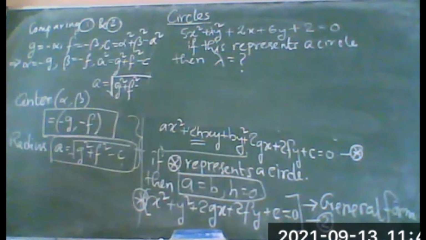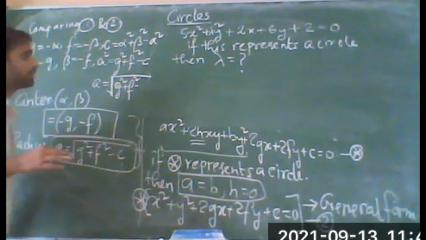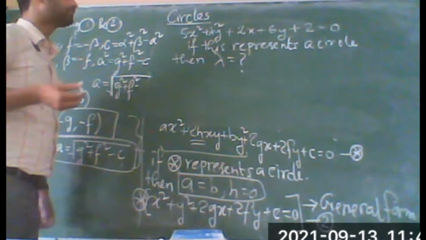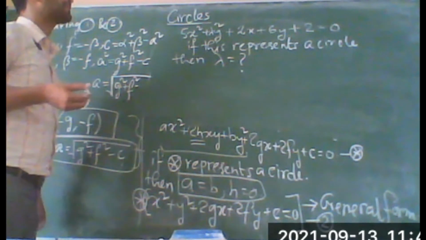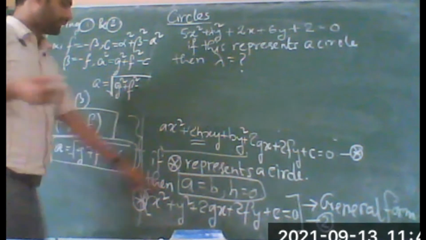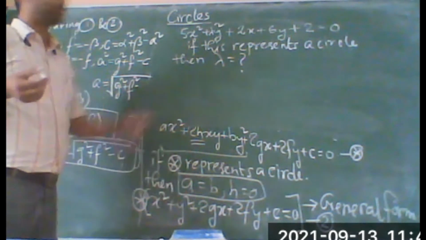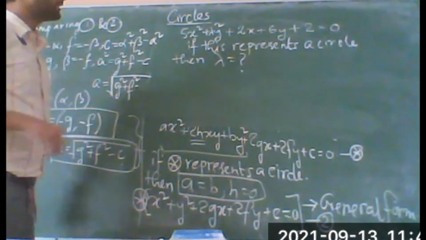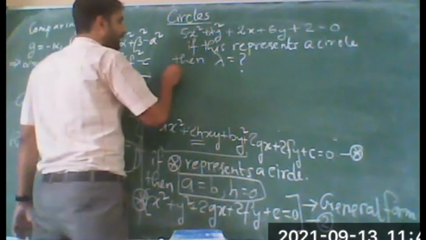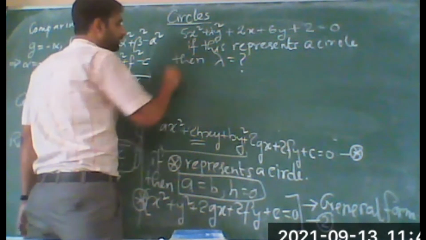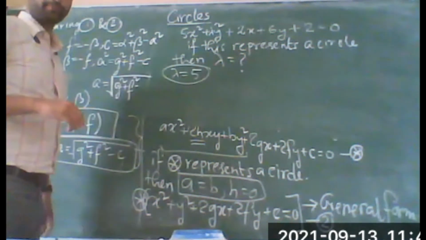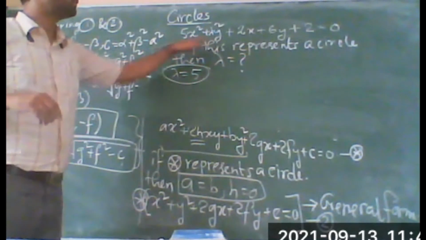A is equal to B and H equal to 0. A and B mean the coefficients. Yes, Bala? Lambda is a constant. Yes, obviously, lambda is a constant. So here in this condition, A was the coefficient of x square and B was the coefficient of y square. So from here what can we say? That A is equal to B is the condition. So lambda must be equal to 5.